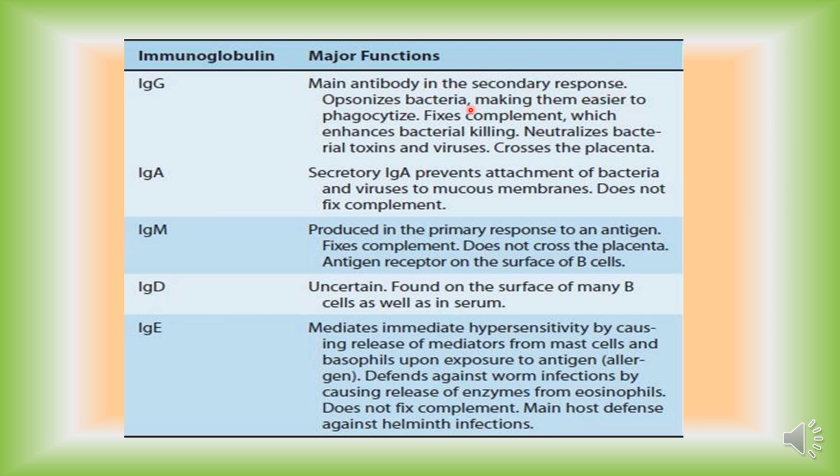It opsonizes bacteria, making them easier to phagocytose. It fixes complement, which enhances bacterial killing. It neutralizes bacterial toxins and viruses, and it crosses the placenta. So it is the only immunoglobulin that can cross the placental barrier, and it provides immunity to the newborn.